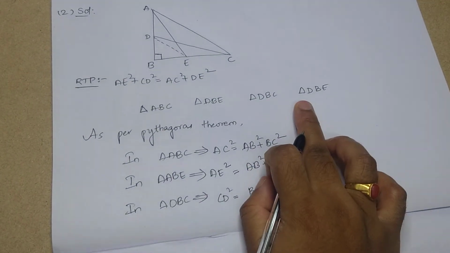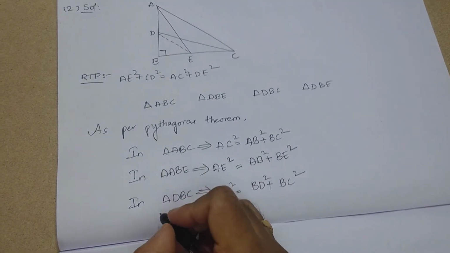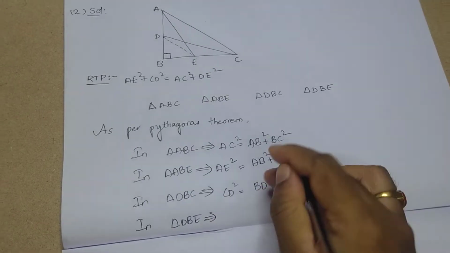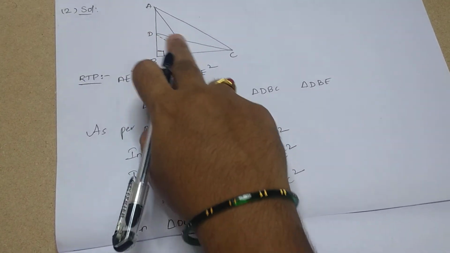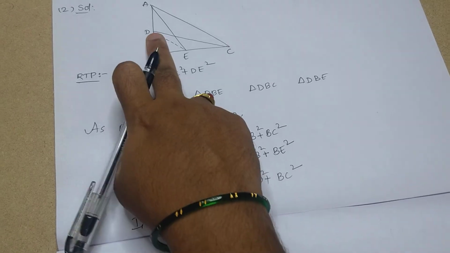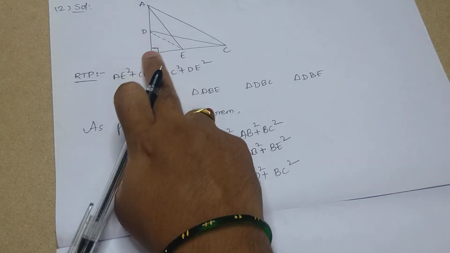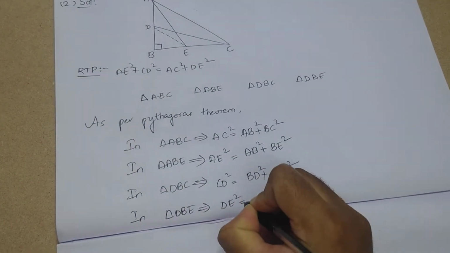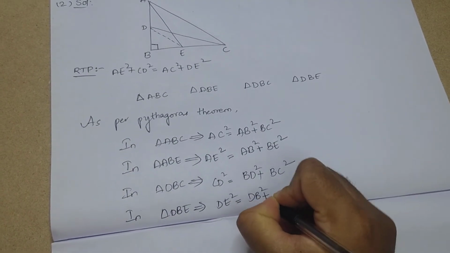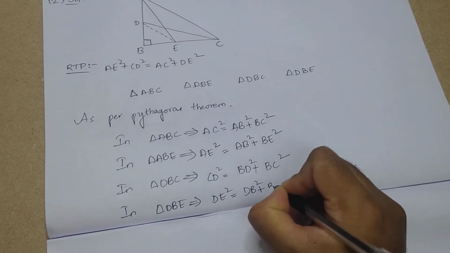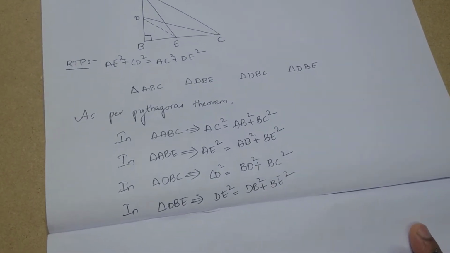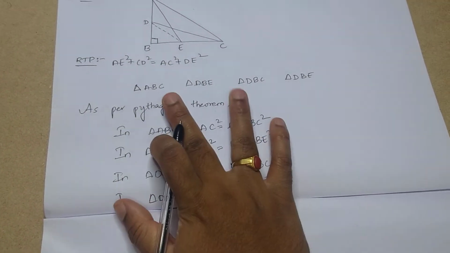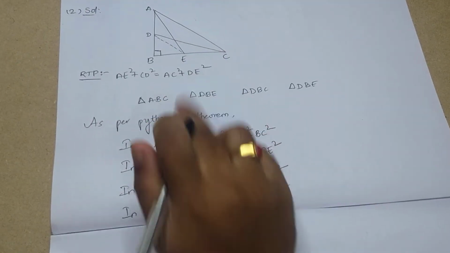So what is the remaining? In triangle DBE, what is the hypotenuse in this right angle triangle DBE? It is DE. Correct? Side opposite to right angle, that is DE square equals to DB square plus BE square. Okay, so we have just applied the Pythagoras theorem to the right angle triangles formed in the figure.